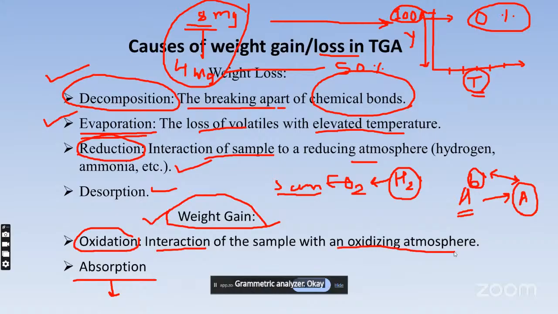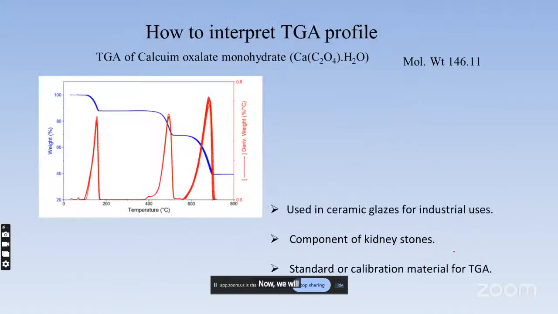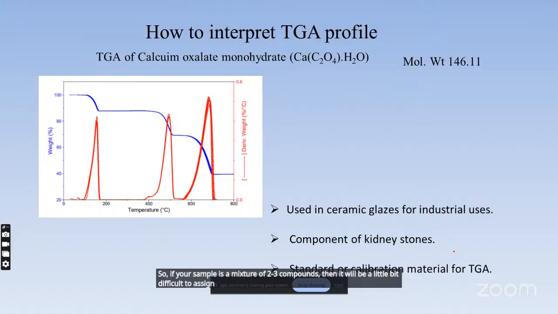Okay, now we will not waste much of the time, so I will just take you to the interpretation of TGA of some of the inorganic compounds. You can use this same trick to analyze your data. If your sample is very straightforward, this trick will be applicable to each and every sample which has a well defined decomposition pattern. If your sample is a mixture of 2 or 3 compounds, then it will be a little bit difficult to assign weight loss to any chemical reaction.